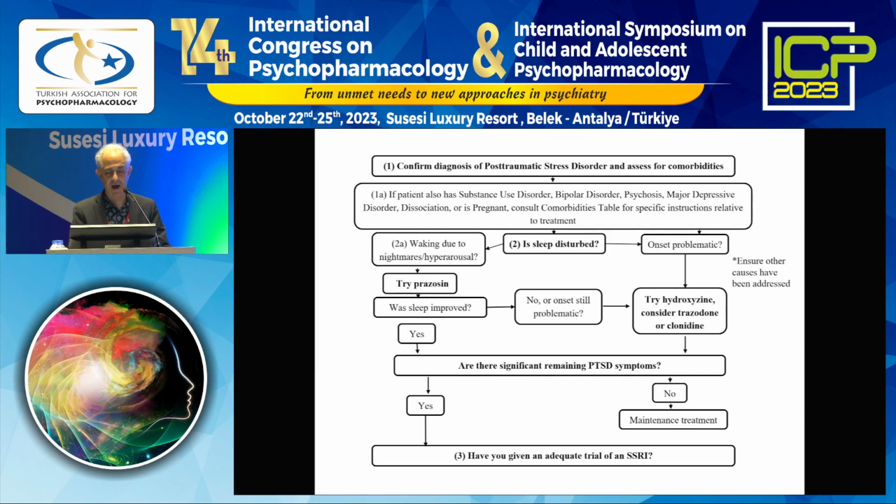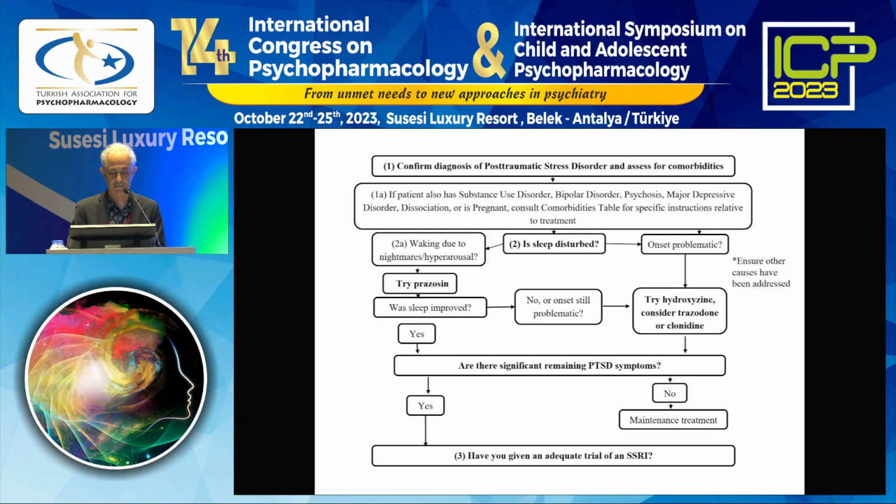And then after that, we assess sleep. Is sleep disturbed? And if it's the typical abnormalities in sleep seen in PTSD, like nightmares, disturbed awakenings, night terrors, then we do recommend prazosin as our first-line treatment. But if they don't have those kinds of problems and they only have trouble falling asleep, then we recommend hydroxyzine or trazodone or clonidine. Anyway, more on all of that later.